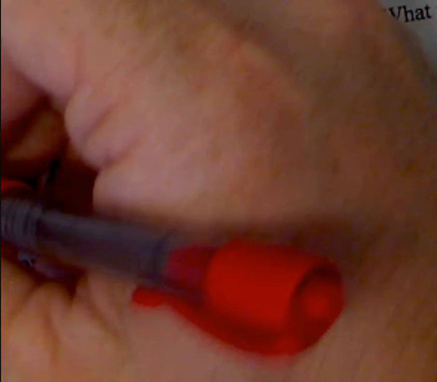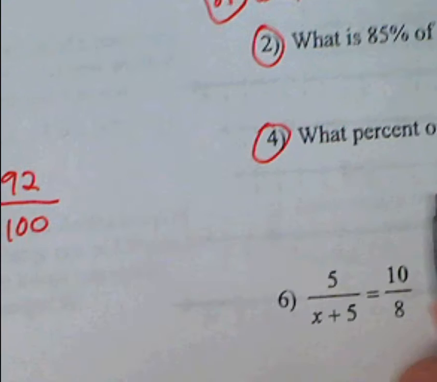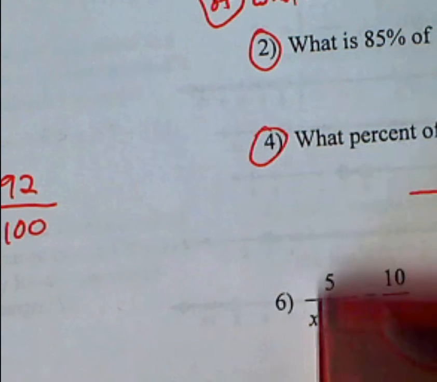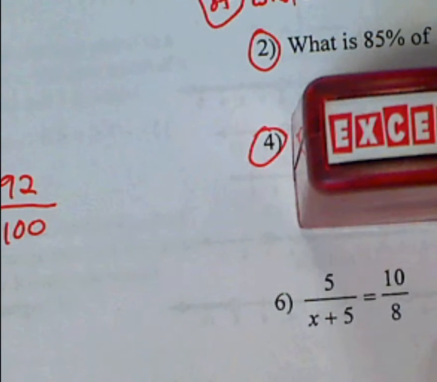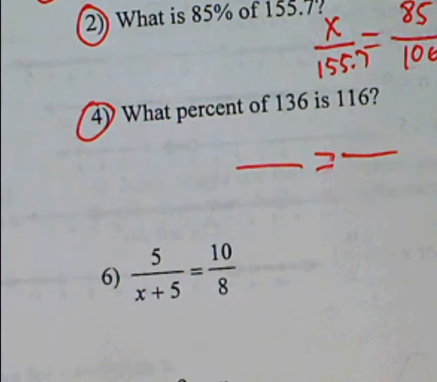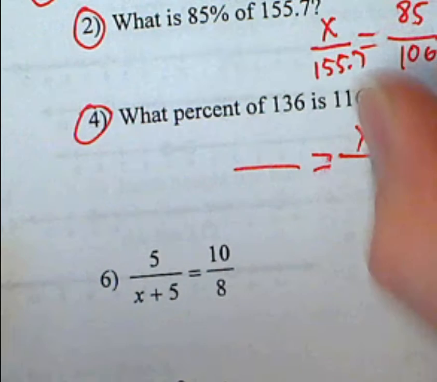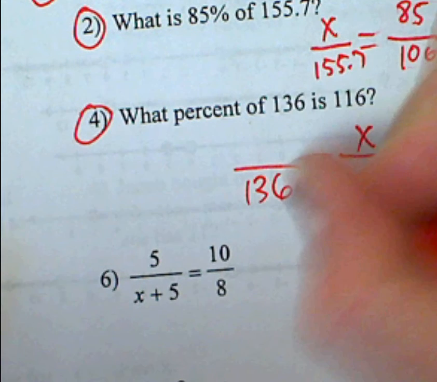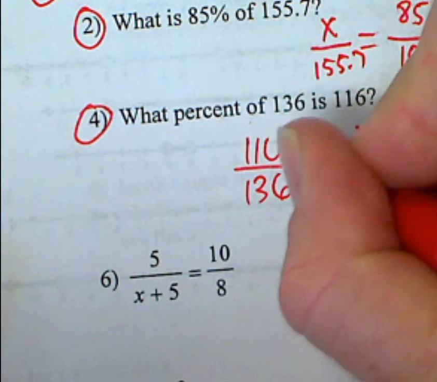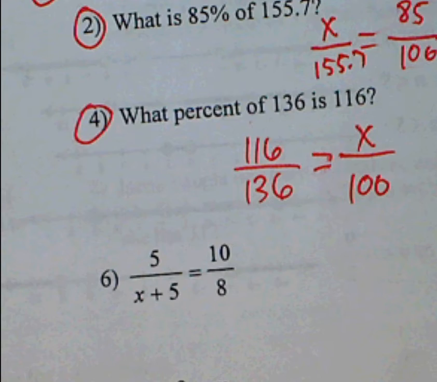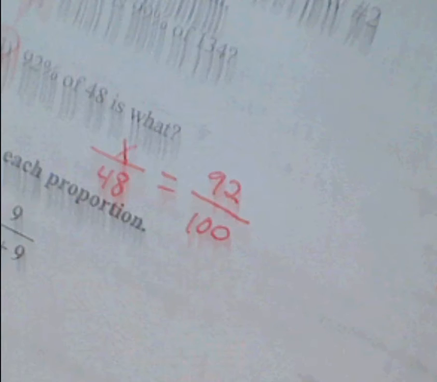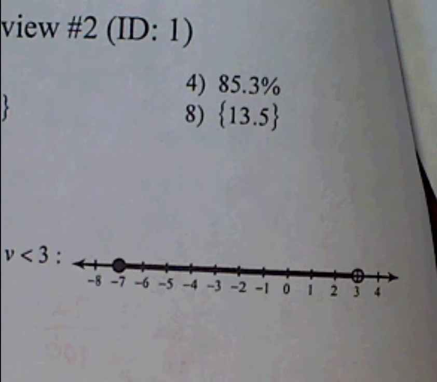Let's go ahead with number 4 because not all my classes did. So go ahead and pause the video and try. On number 4, it says, what percent? I don't know what percent, so that goes on the right side. The number after the word of goes on bottom. That's my total. 116 goes on top. There is my proportion. If you cross multiply and solve, number 4 would be 85.3%.